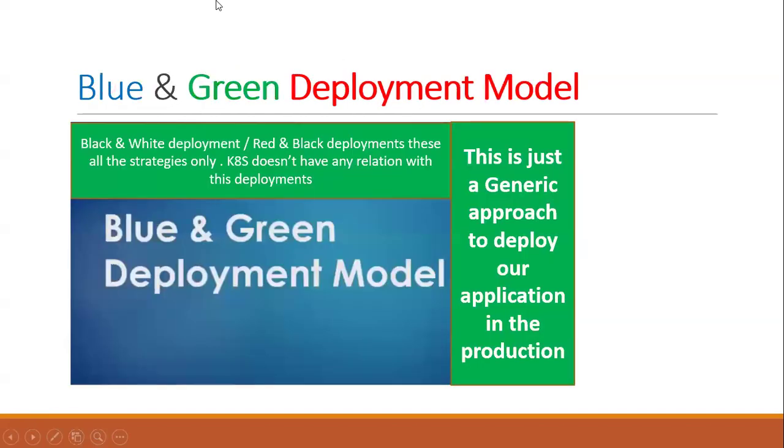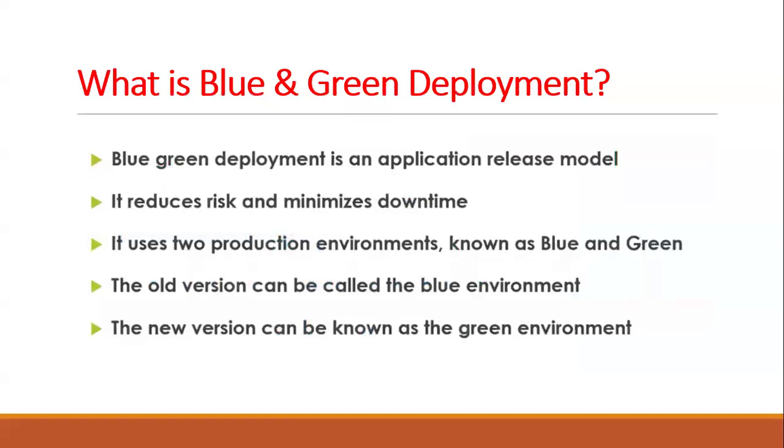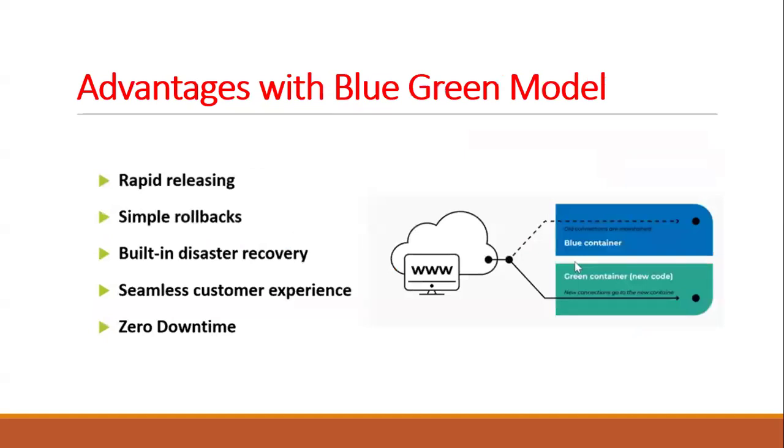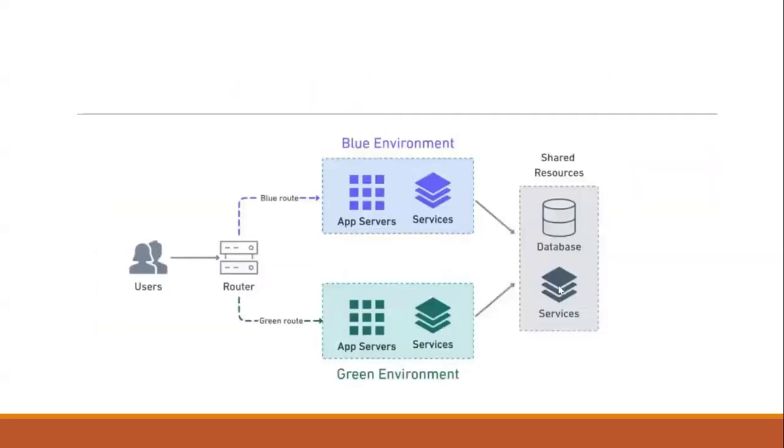The next one is blue-green deployment, guys. We'll take it tomorrow, and I will show you the practical also tomorrow. So what is the blue-green deployment model? Blue-green deployment is an application release model. It reduces the risk and minimizes the downtime. It uses two production environments known as blue and green. The old version is called the blue environment. The new version is known as the green environment. So: rapid releasing, simple rollbacks, built-in disaster recovery, seamless customer experience, zero downtime. That's the reason they are using the blue-green deployment model.